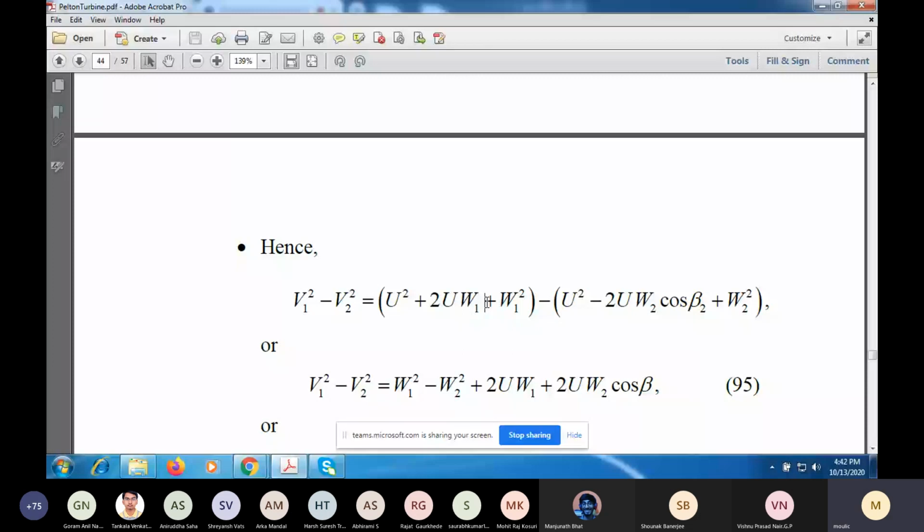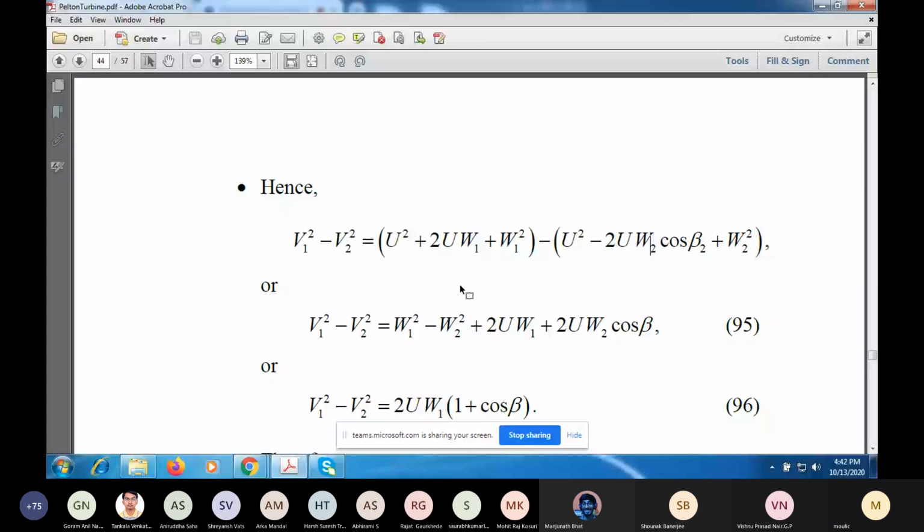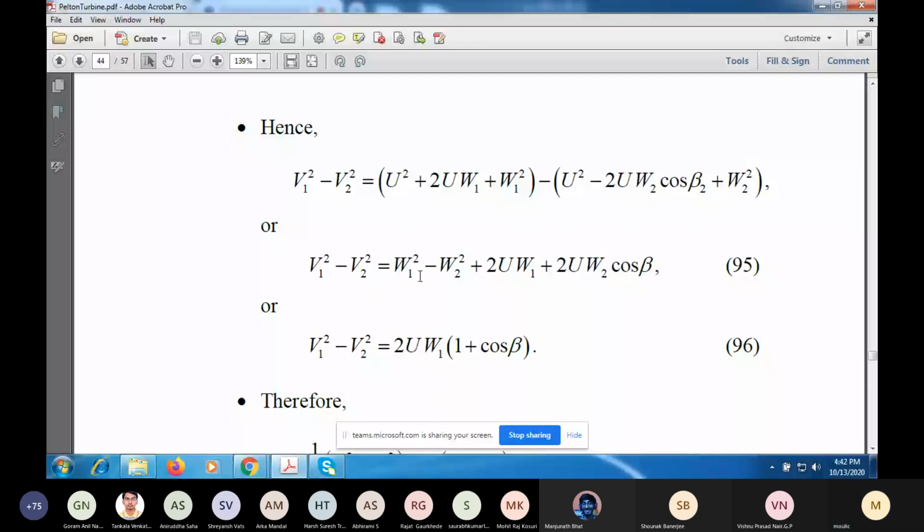So what you observe here is that you have U square in the first group of terms, and you also have U square in the second group of terms. This U square will cancel with this U square. So out of the 6 terms, 2 are cancelling out and you'll be left with 4 terms. So I've written the difference of the relative velocities here, square of W1 and square of W2, and I've written in the middle 2u W1 plus, if you have a minus sign here and another minus sign here, this becomes plus.